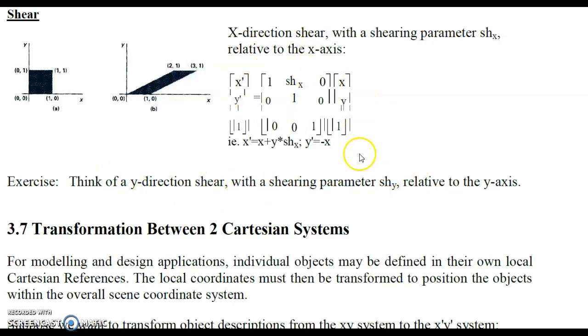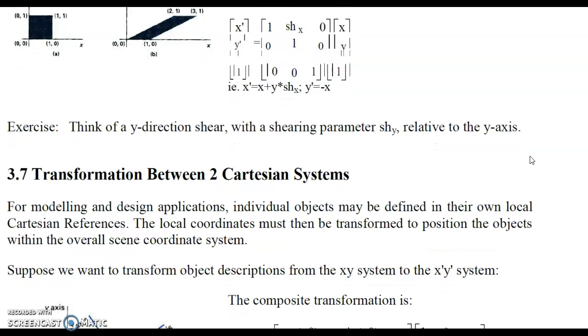Similarly, in y axis shearing, the matrix will be x dash, y dash, 1, and here it will be 0 1 0, and here it will be shy 1 0. So x will be multiplied by shy in y axis shearing. In x axis shearing, y is multiplied by shx. So this is what shearing is. Next we will see transformation between two Cartesian systems.